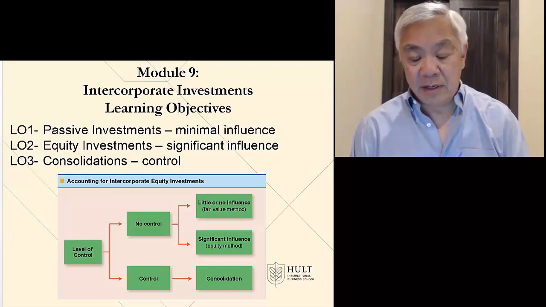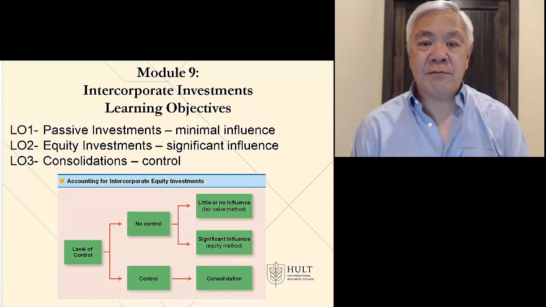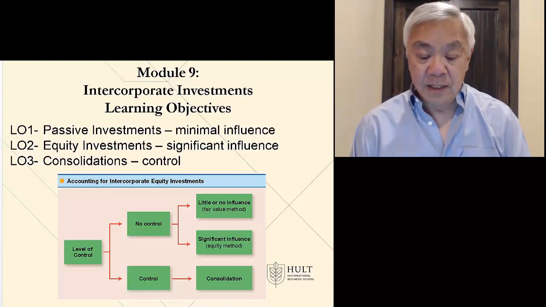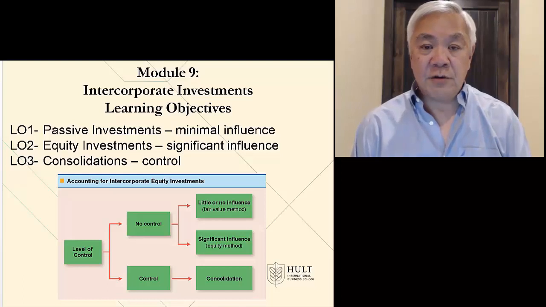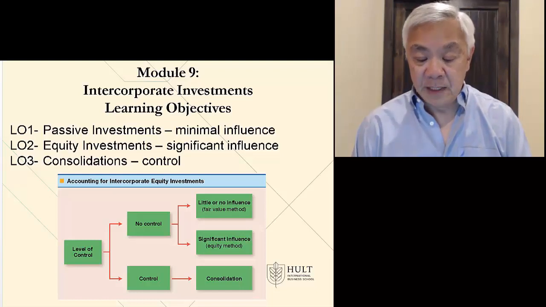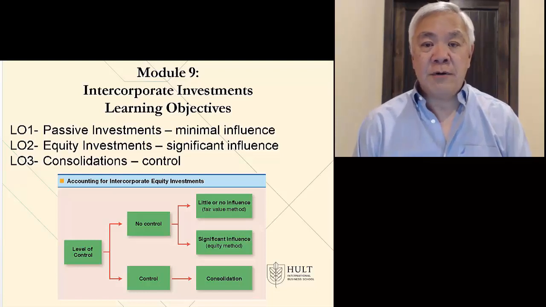And the chart on the bottom here represents a flow chart as we think through how the accounting would work. So the first demarcation point is level of control. If there's no control, then it depends on how much ownership percent there is, whether it is passive in nature or an equity method accounting procedure. And the bottom is control always leads to consolidation, where you include the results of the subsidiary with your own results.